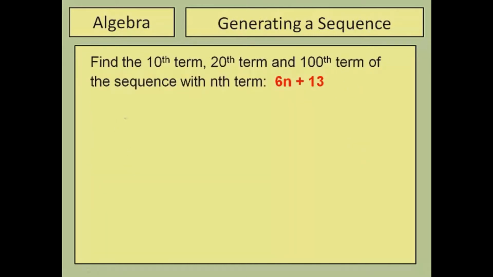Right, there's one more thing you need to be able to do, and rather than finding the first 5 terms, you need to be able to find any term in the sequence. So, can you find the 10th term, can you find the 20th term, and can you find the 100th term of the sequence 6n plus 13?